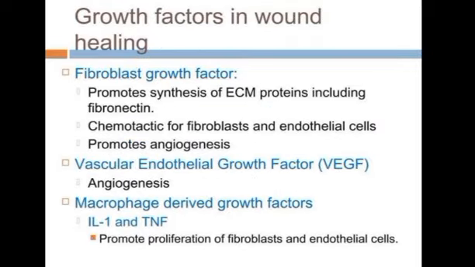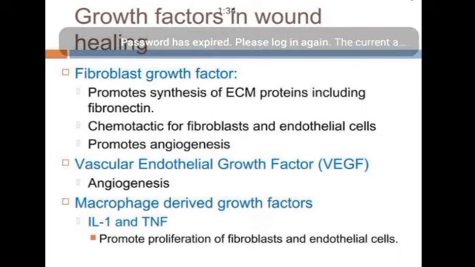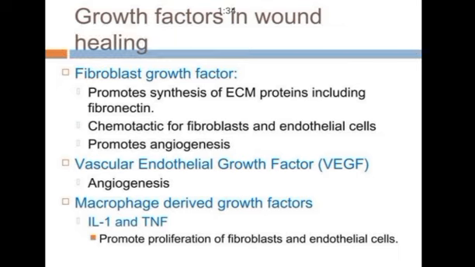Next is fibroblast growth factor, which promotes the synthesis of ECM proteins, including fibronectin. It is chemotactic for fibroblasts and endothelial cells and promotes angiogenesis. Vascular endothelial growth factor helps in angiogenesis. Macrophage derived growth factors, interleukins 1 and TNF alpha, promote the proliferation of fibroblasts and endothelial cells.